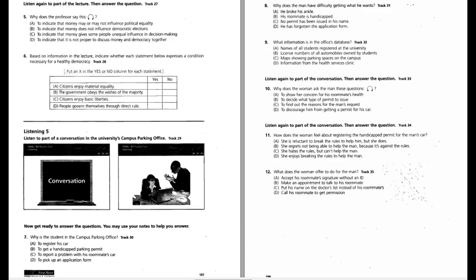Number 11. How does the woman feel about registering the handicap permit for the man's car? Number 12. What does the woman offer to do for the man?